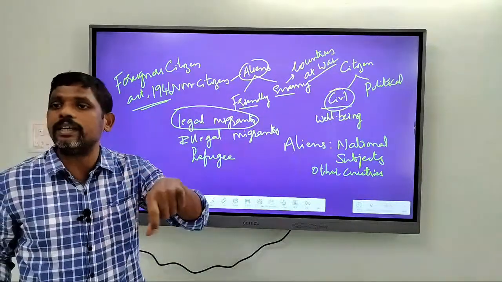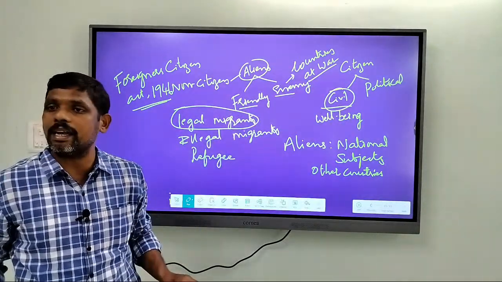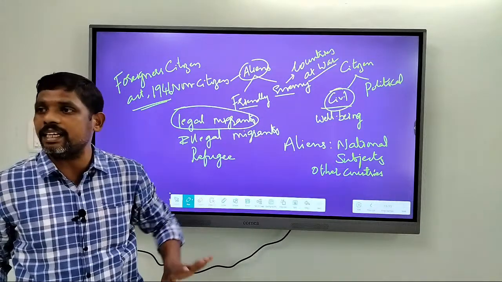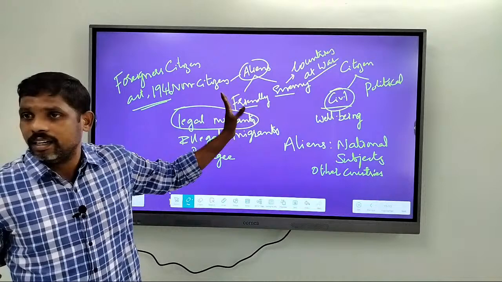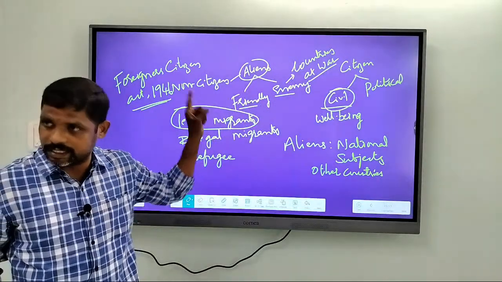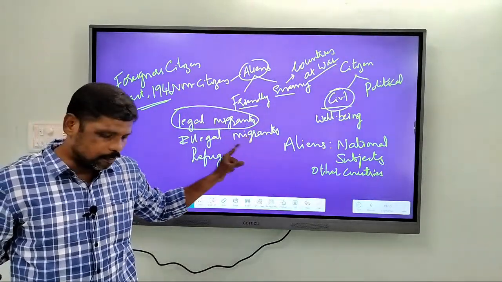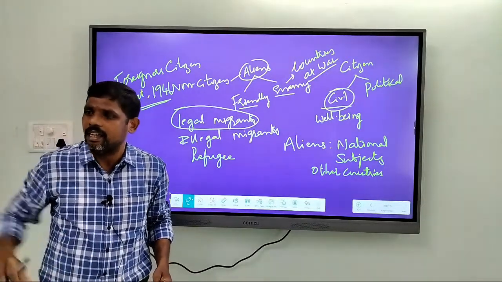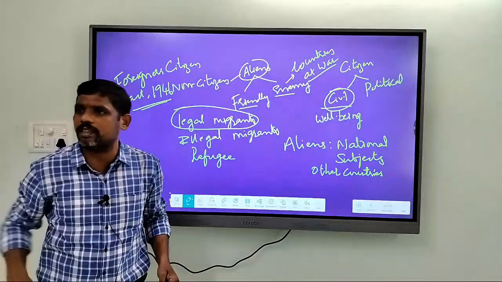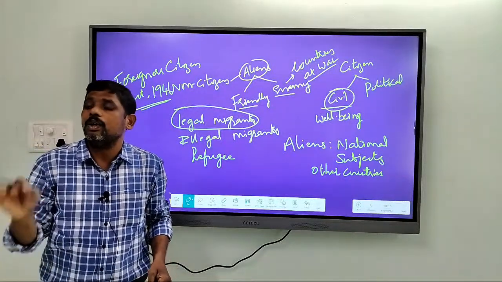Because these Rohingyas are illegal migrants who are illegally staying in India. That is the reason why the government is acting according to law. It is not the government acting without a law. There is a law which says that anyone who stays in India illegally can be detained and can be deported, right?